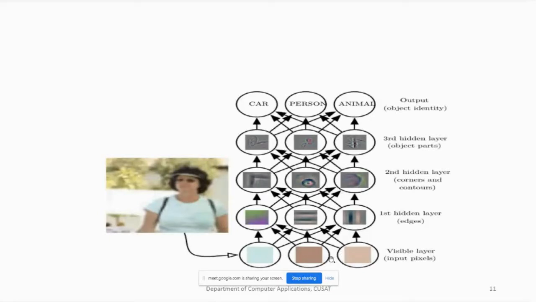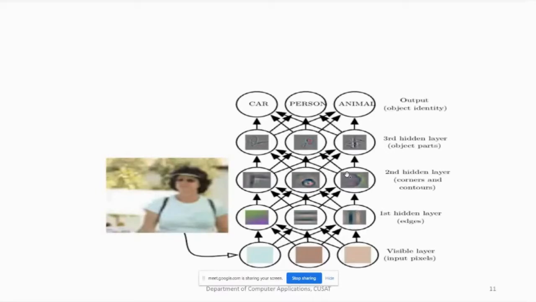From those pixel intensities, as a first step of the process, we can extract some low-level features, for example edges or straight lines. These are the low-level features we can extract from the input image, and that type of low-level feature extraction is going on in the first hidden layer.